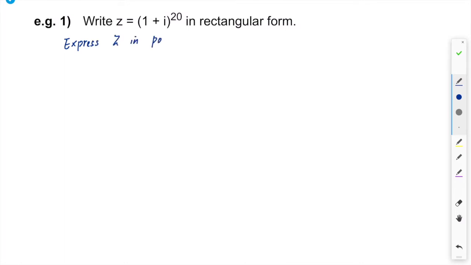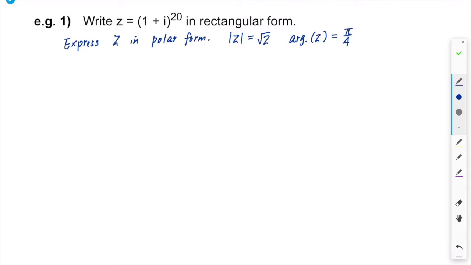I'm going to use polar form, which means that I need the magnitude of z, which is the square root of 1 squared plus 1 squared, that's root 2. And the argument of the complex number 1 plus i, we're talking about in the first quadrant, 1 and 1, so that means that's pi over 4.